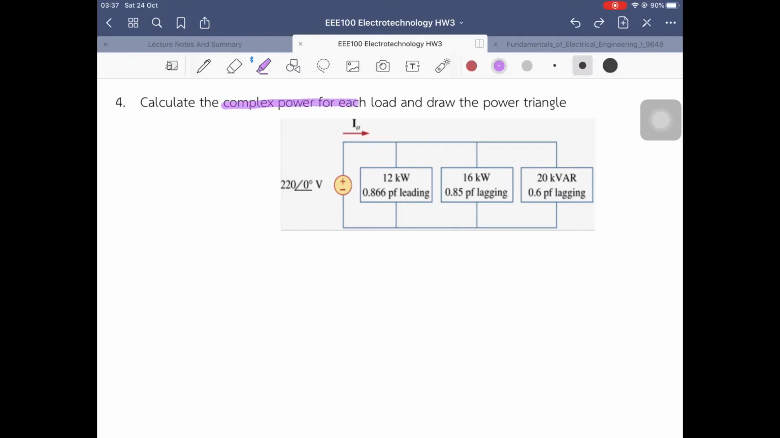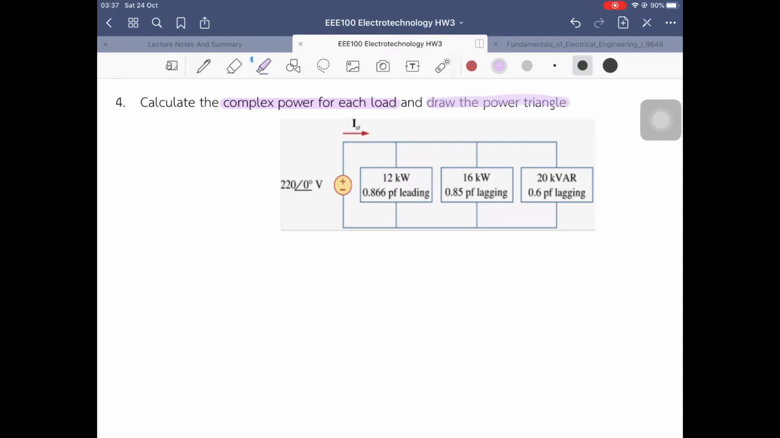Hello everyone, today I'm going to talk about the example that we're going to have for the exam on Monday. So now we have example number 4, where we're going to find the complex power for each load and draw the power triangle.